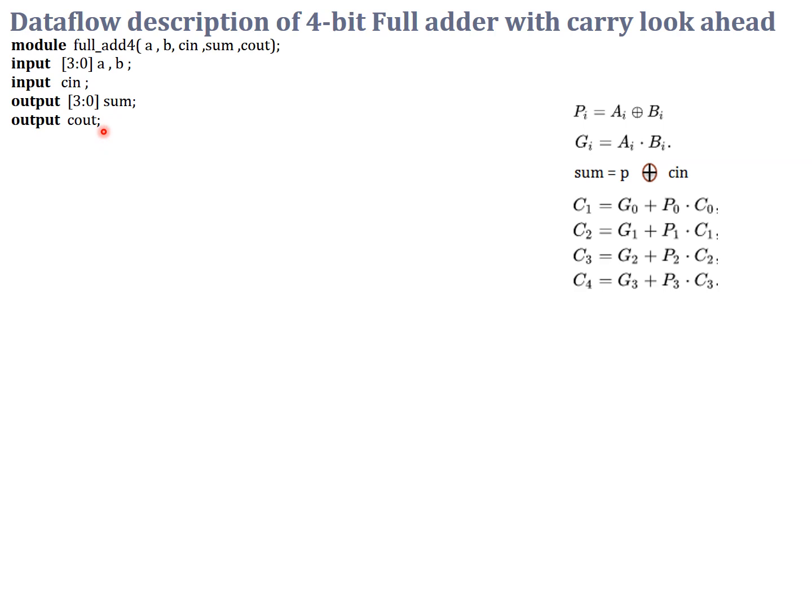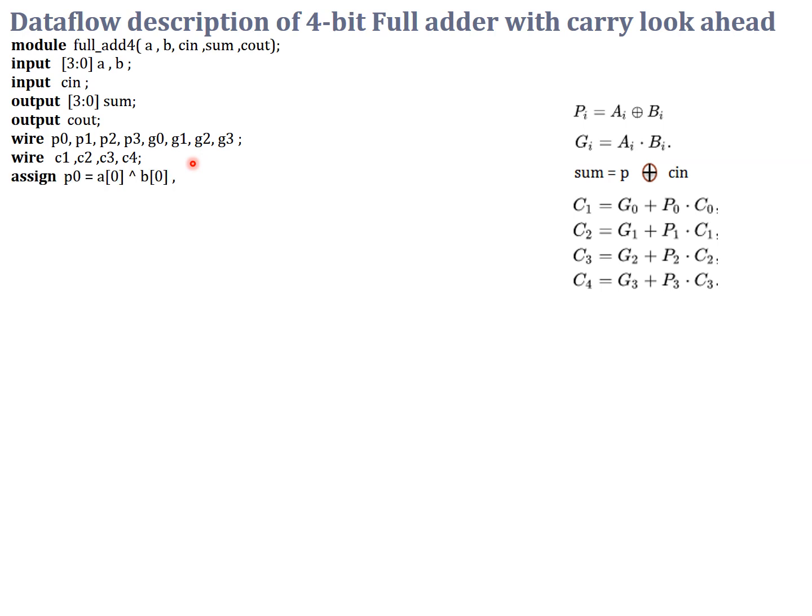Now we just have to start writing the Boolean expressions using the keyword assign. So first let's find out all the propagate signals. But if you look into the previous diagram, we found that we need a lot of wires. So we need P0, P1, P2, P3, G0, G1, G2, G3, the intermediate signals, and the carries which go from one stage to the other stage through the carry look ahead mechanism. So this is there in the previous block diagram, the wires.